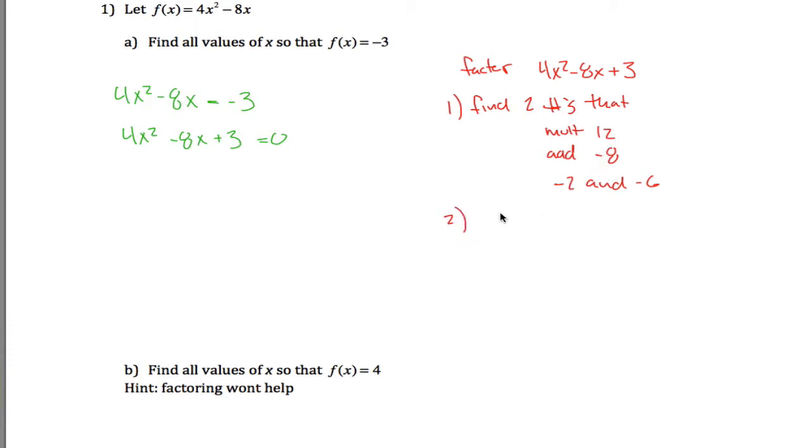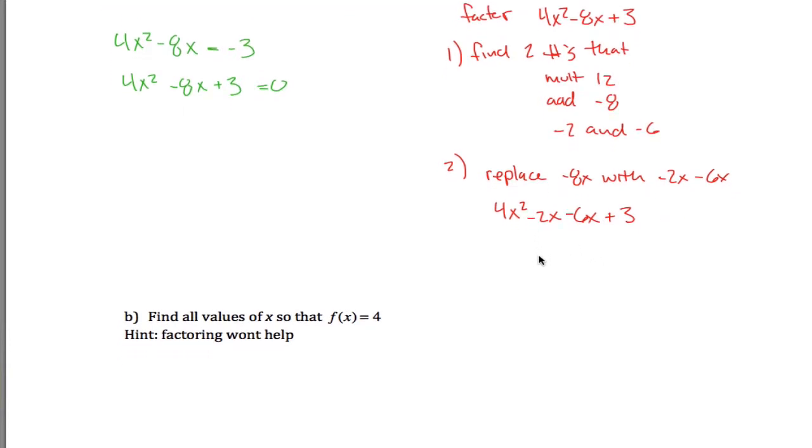Your second step is to replace -8x with -2x minus 6x. So I'm rewriting our equation. Instead of 4x squared minus 8x, we could write 4x squared minus 2x minus 6x plus 3. It's equal to 0, but I'm just factoring, so I'll leave the equals out on this side. And then finally, factor by grouping.